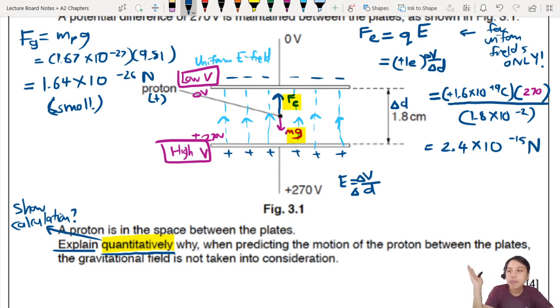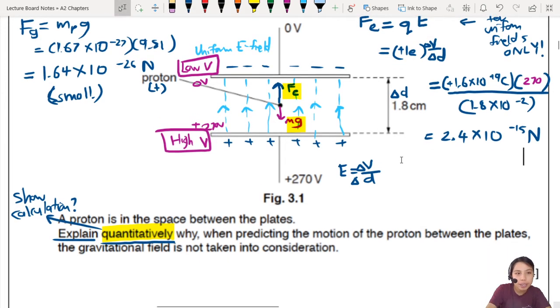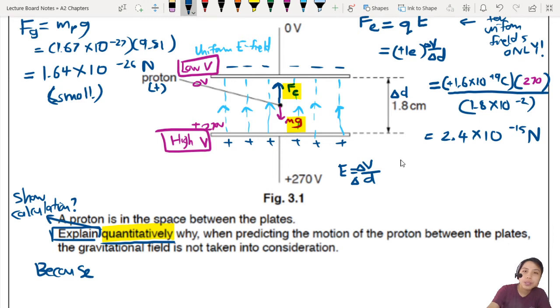You look on the left side at the gravitational force, how small is it? You look on the right side at the electric force, it's much bigger, huh? So you need to summarize that in a statement down here to get your final mark. Here, they ask you to explain, right? That means they're asking you why. So you can say, because the electric force is much greater than the gravitational force.